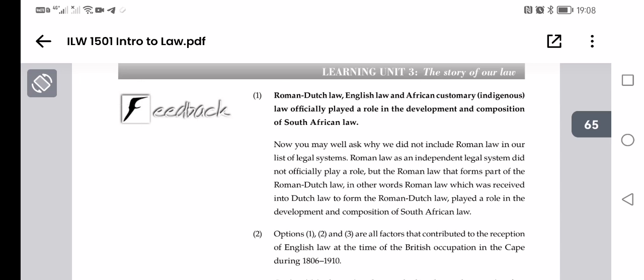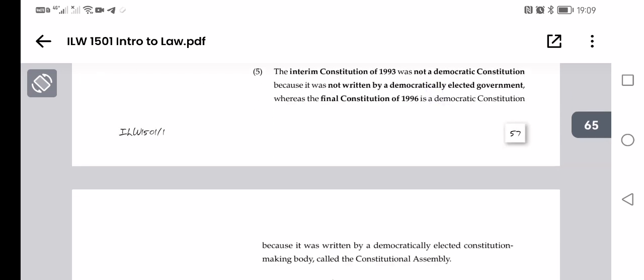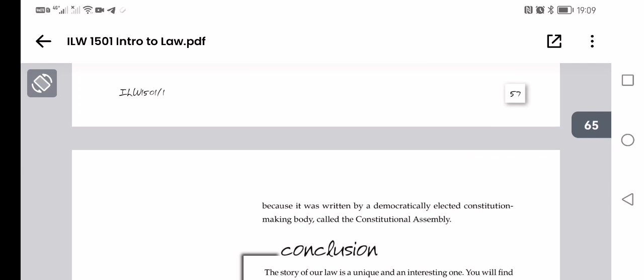Question 4. This statement is correct. South Africa has had numerous constitutions during the course of history, and the constitutions are named. The interim constitution of 1993 was not a democratic constitution because it was not written by a democratically elected government, whereas the final constitution of 1996 is a democratic constitution because it was written by a democratically elected constitution making body called the Constitutional Assembly.